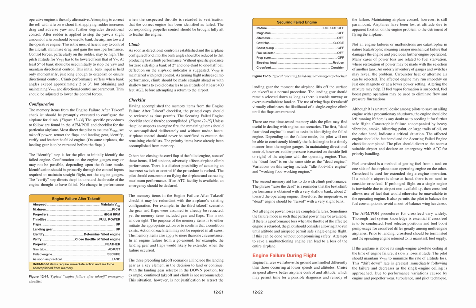Fuel cross-feed is a method of getting fuel from a tank on one side of the airplane to an operating engine on the other. Cross-feed is used for extended single-engine operation. If a suitable airport is close at hand, there is no need to consider cross-feed. If prolonged flight on a single engine is inevitable due to airport non-availability, then cross-feed allows use of fuel that would otherwise be unavailable to the operating engine. It also permits the pilot to balance the fuel consumption to avoid out-of-balance wing heaviness.